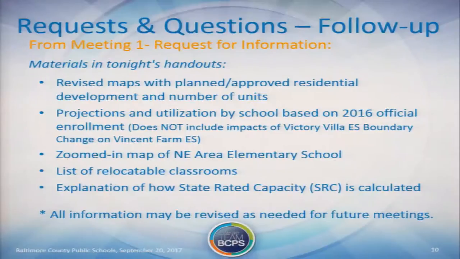So materials that are in your handouts, per some requests from the committee members: we have revised maps with planned approved residential development and the number of units. So you have a development map, and then we also have provided you the development names and the number of units within each development in a sheet in your packet. So that was something that you had requested. Again, projections and utilization are based on the 2016 official enrollment and don't include the impacts of Victory Villa for Vincent Farm. But you do have some projection and utilization data.